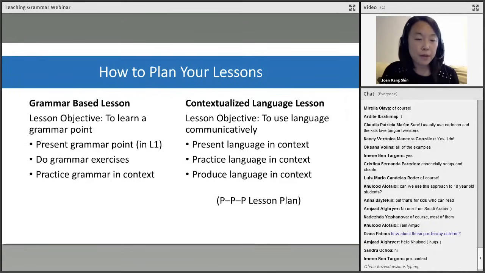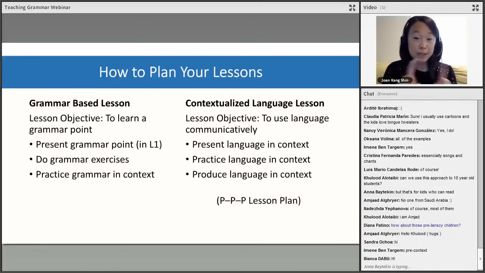Okay, and before we do, let's just think about how we set up a lesson to teach grammar. So maybe if you just have a grammar-based lesson, and maybe this is the old way of doing things, your lesson objective was focused on learning a grammar point. And then the teacher maybe presented the grammar point, possibly in the L1, the native language, not even in the target language, English. And then the students do grammatical exercises and then practice the grammar in some kind of context. But oftentimes it was a sentence-level context, not an authentic context.